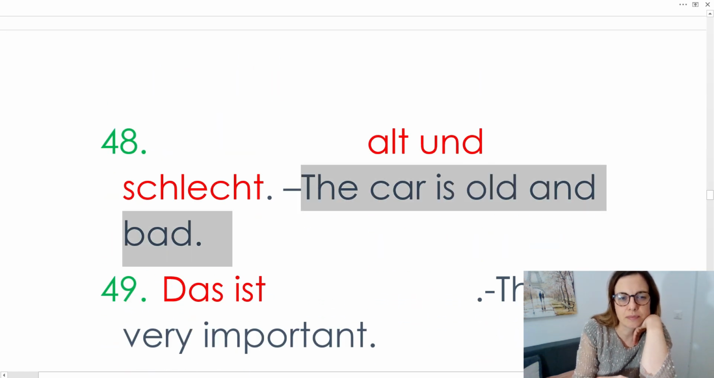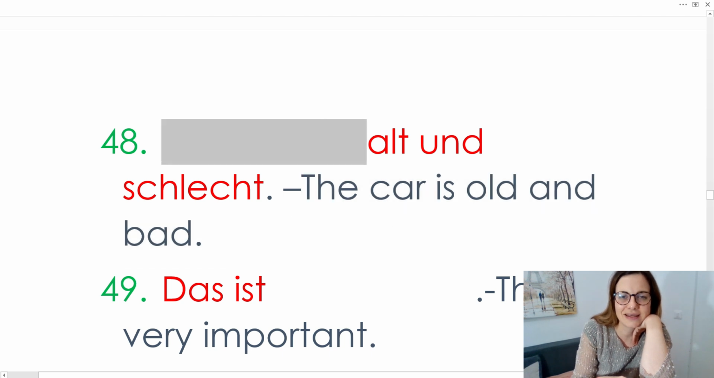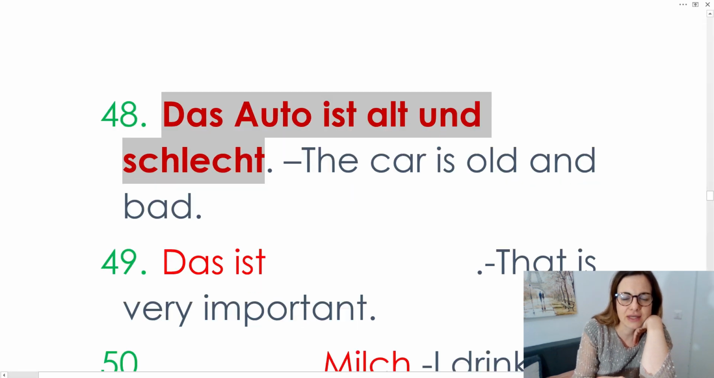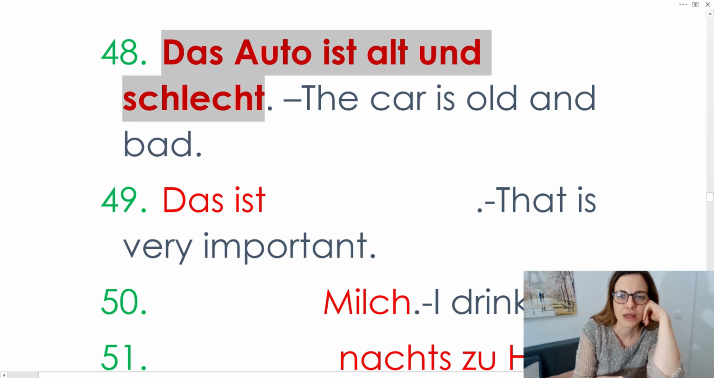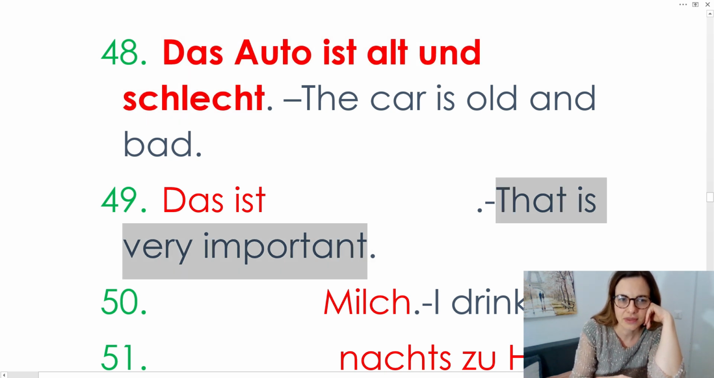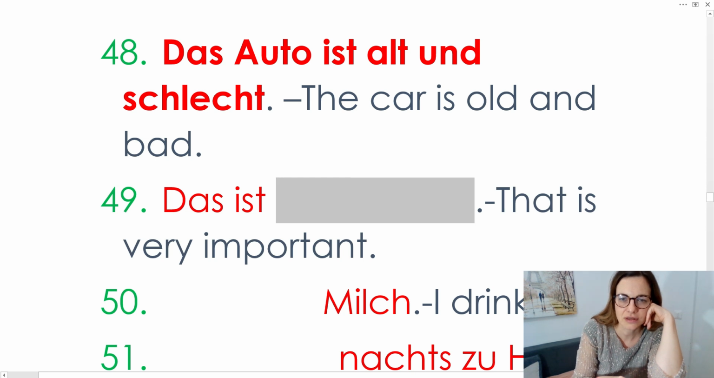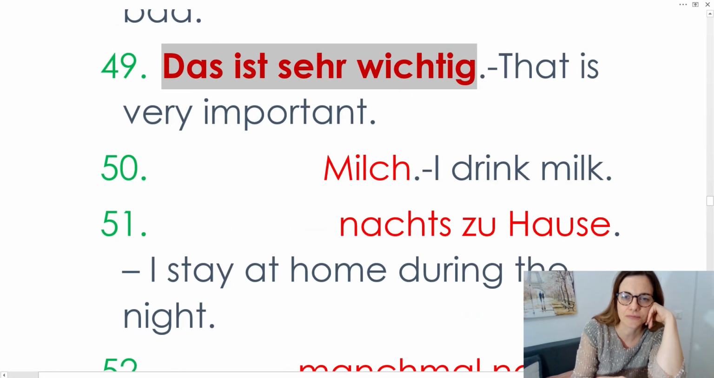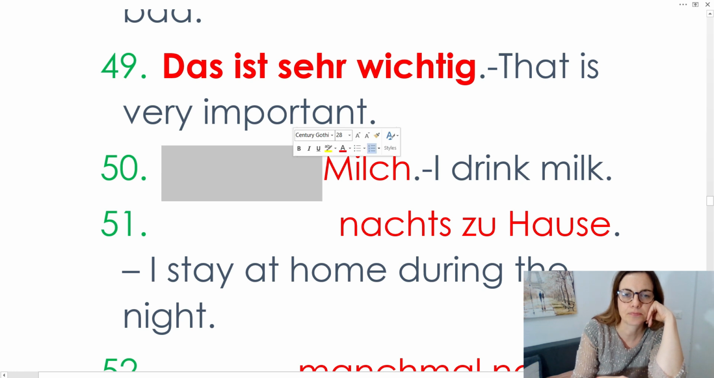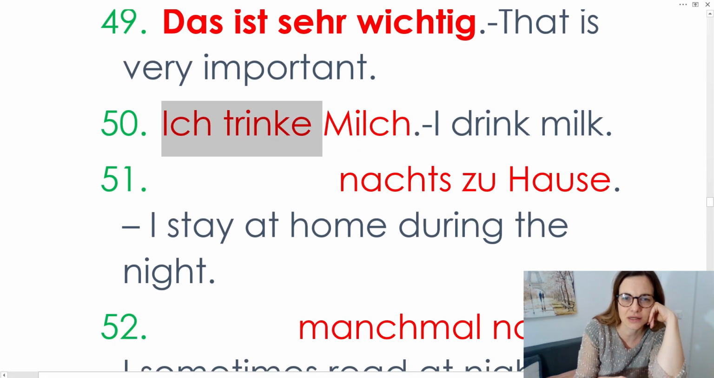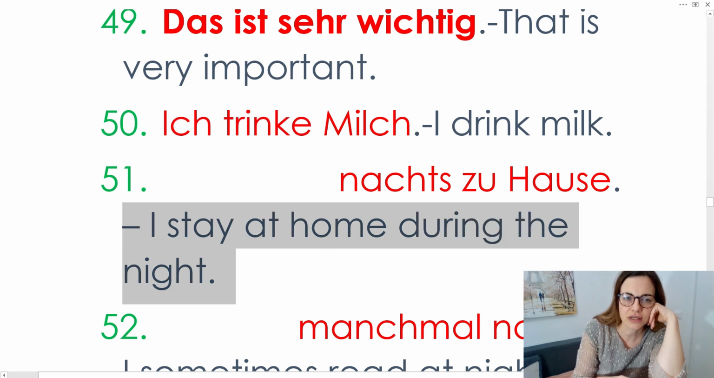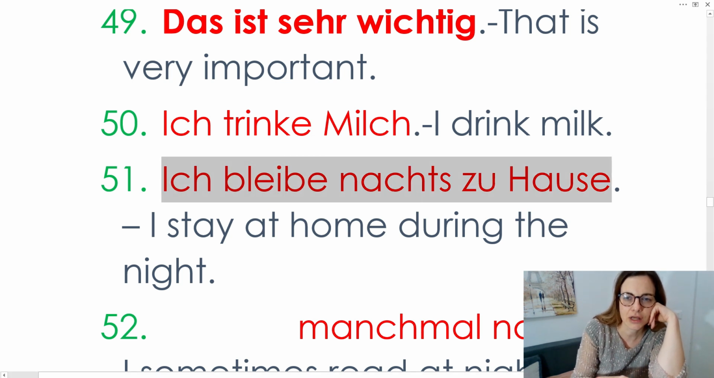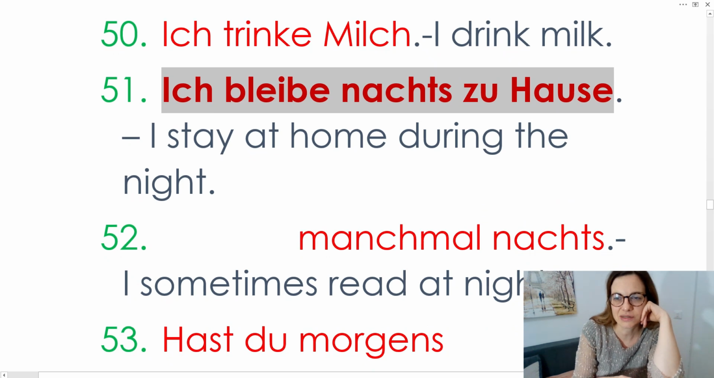The car is old and bad. The car. Das Auto. Das Auto ist alt und schlecht. That's very important. Das ist very important. Sehr wichtig. Das ist sehr wichtig. I drink milk. Ich trinke Milch. I stay at home during the night. I stay. Ich bleibe. Ich bleibe nachts at home, zu Hause. Ich bleibe nachts zu Hause.